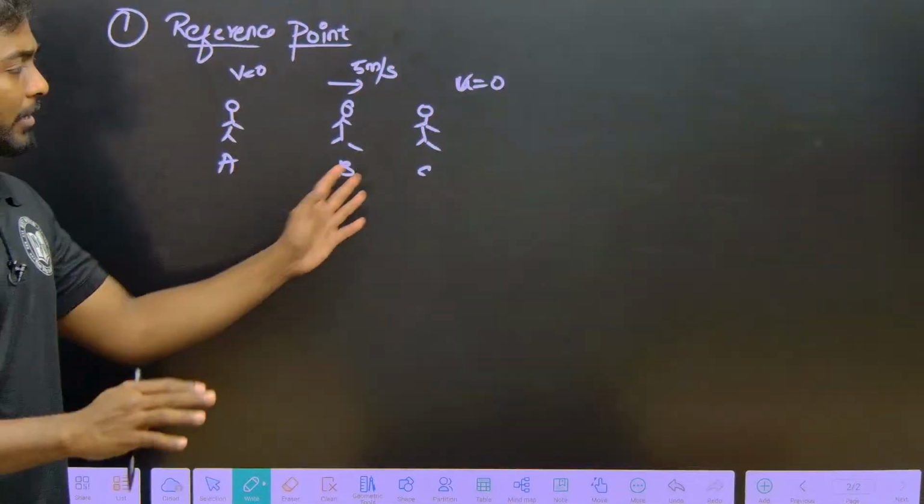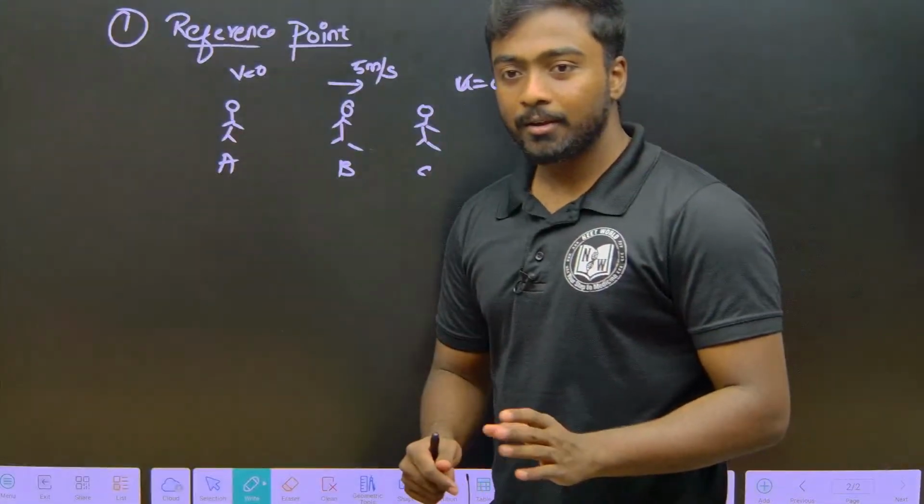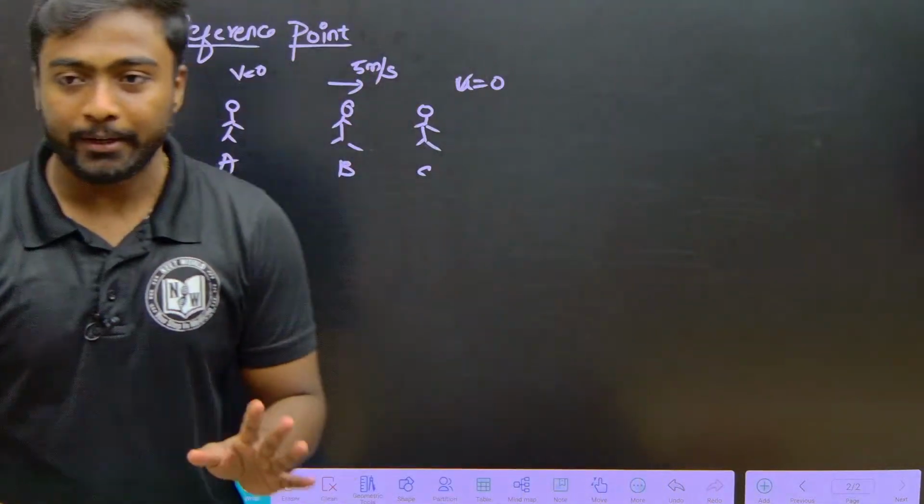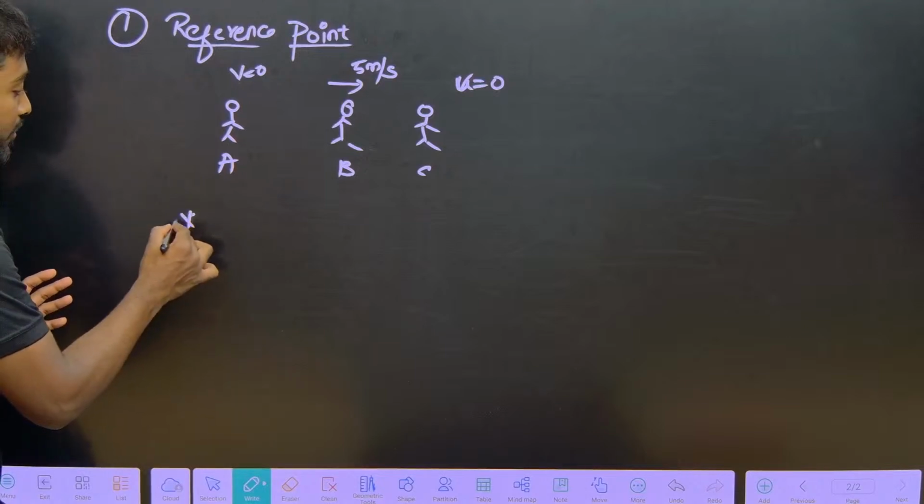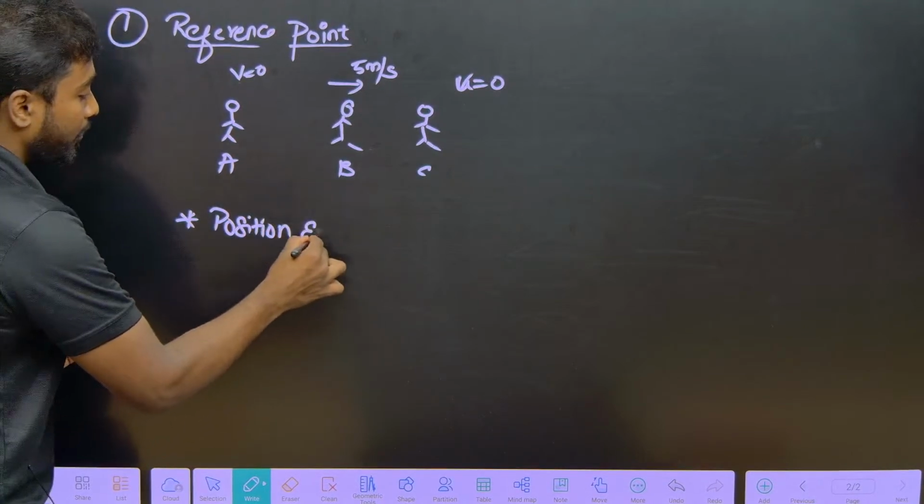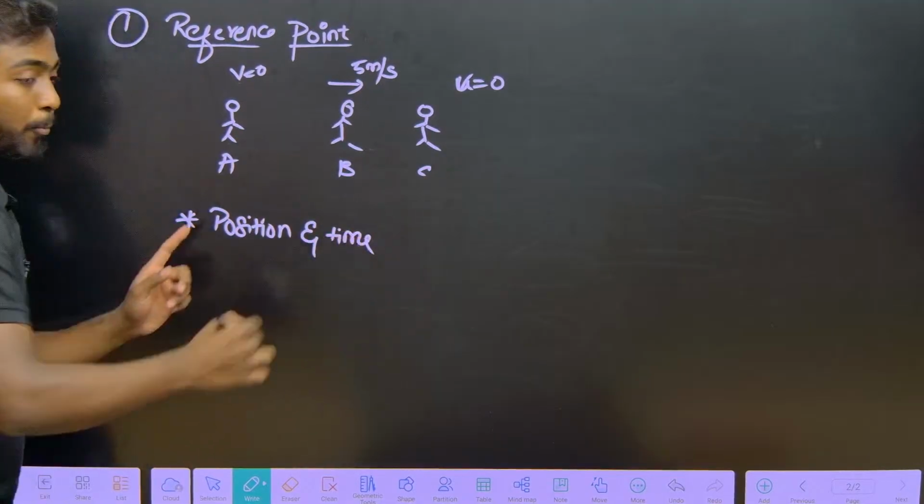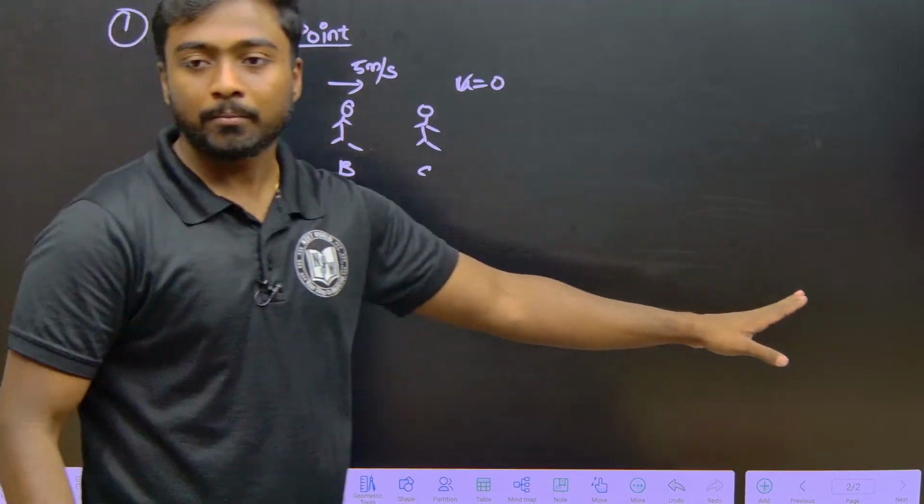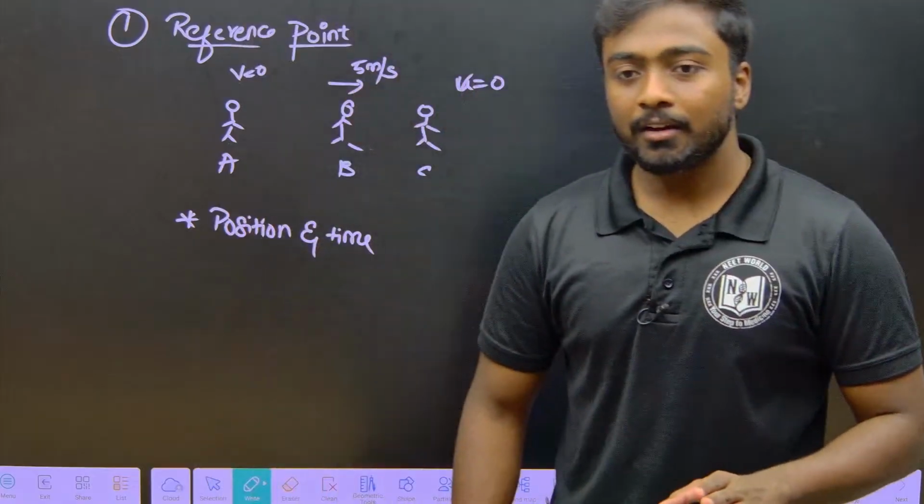How can we say at rest? Because the position is not changing, right? Position is not changing with respect to time. The first point we can say is position and time. If position changes with respect to time, I can say the object is in motion.